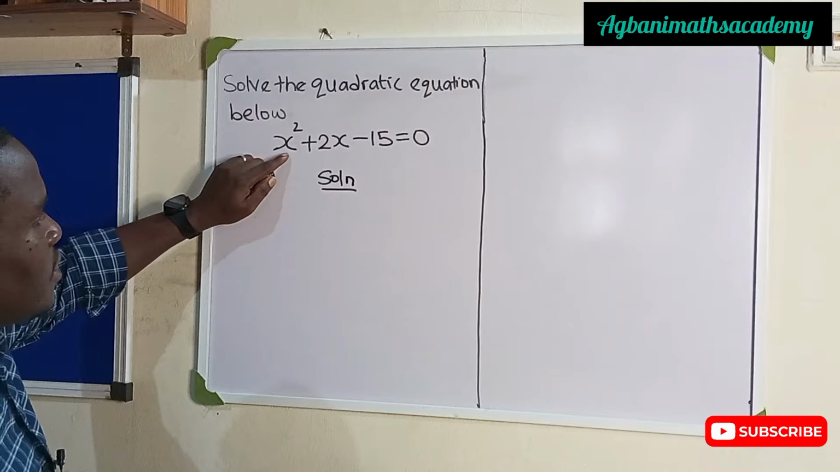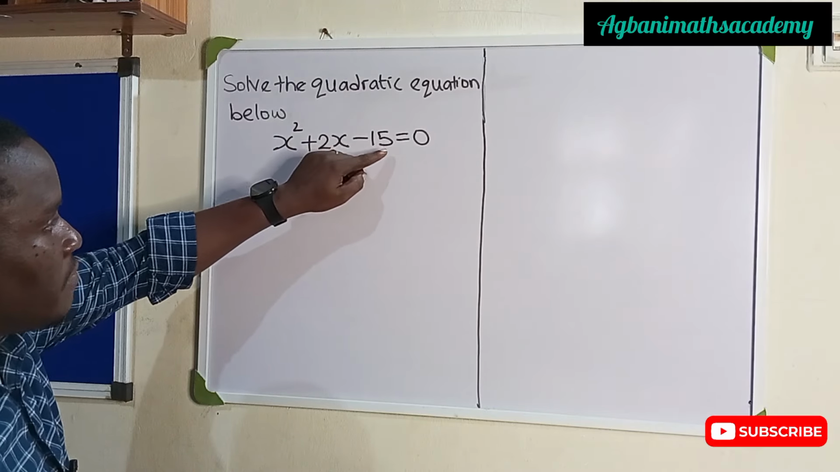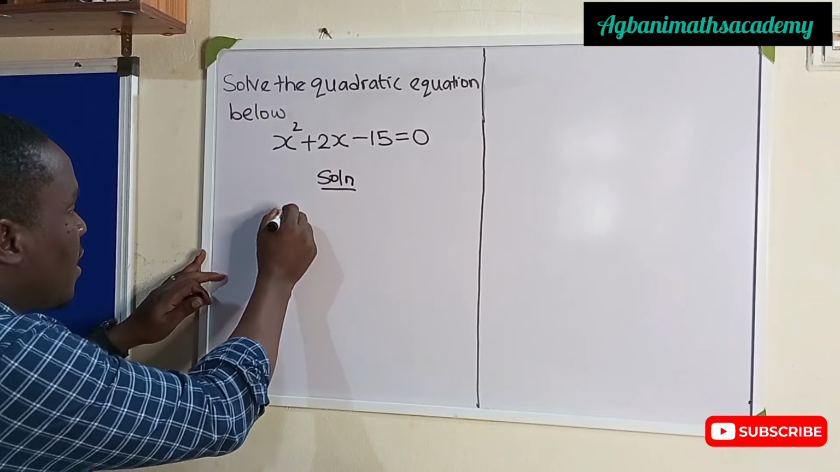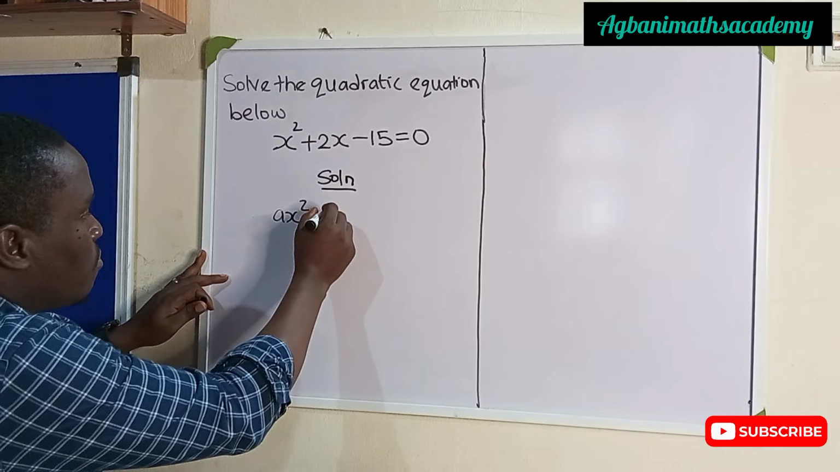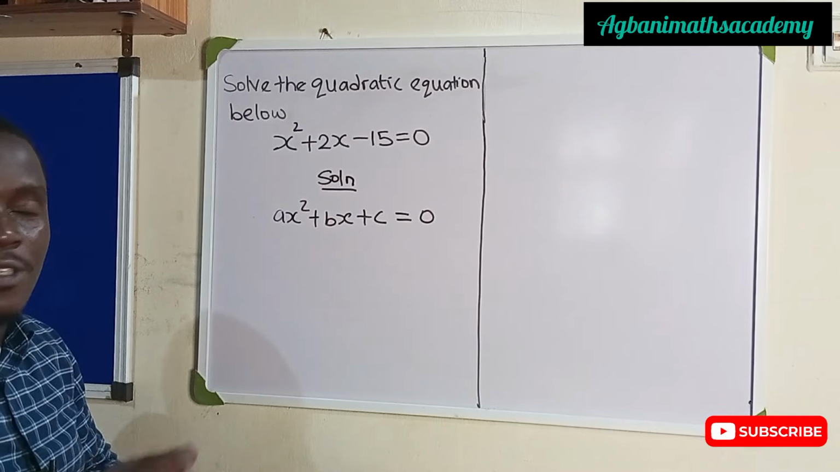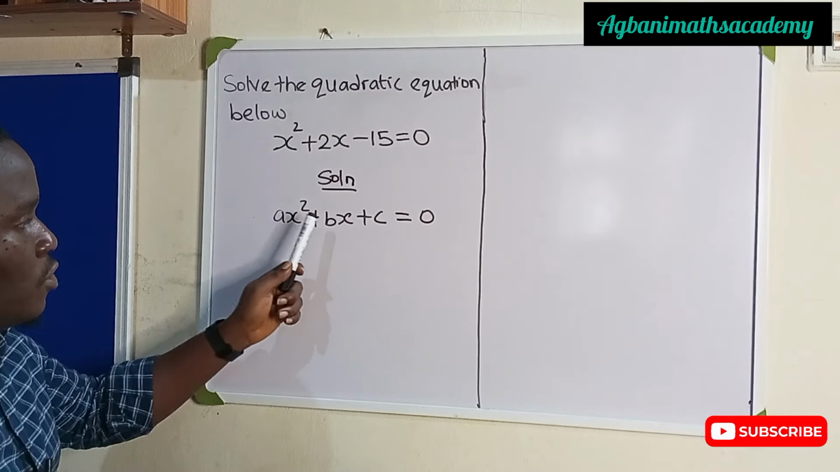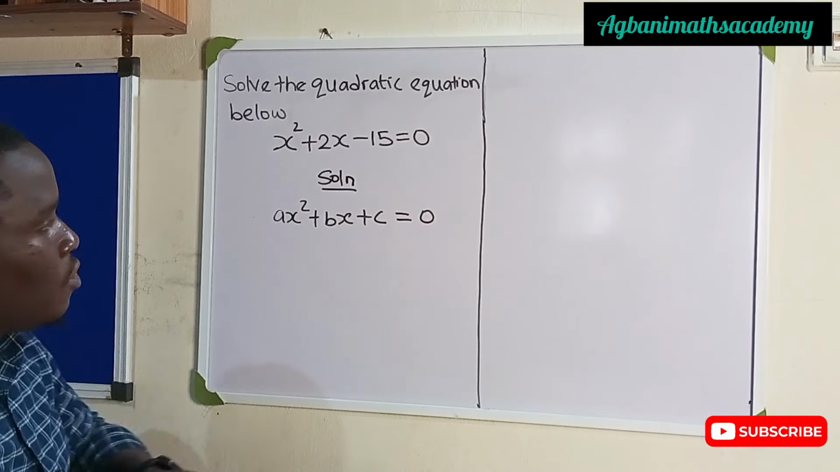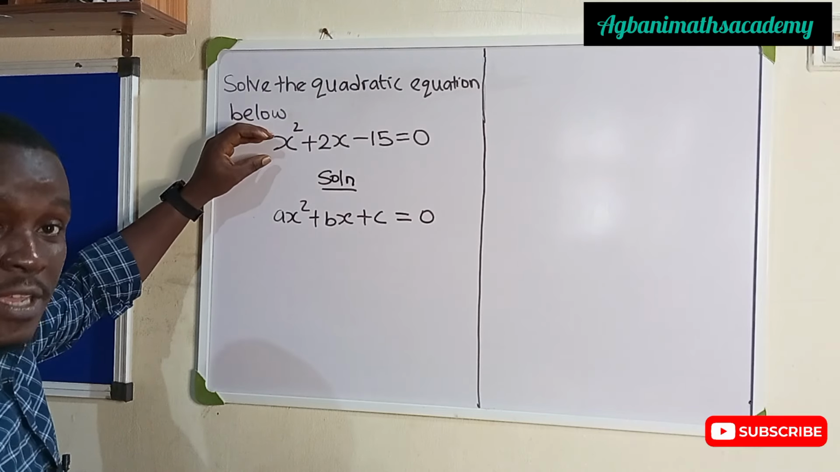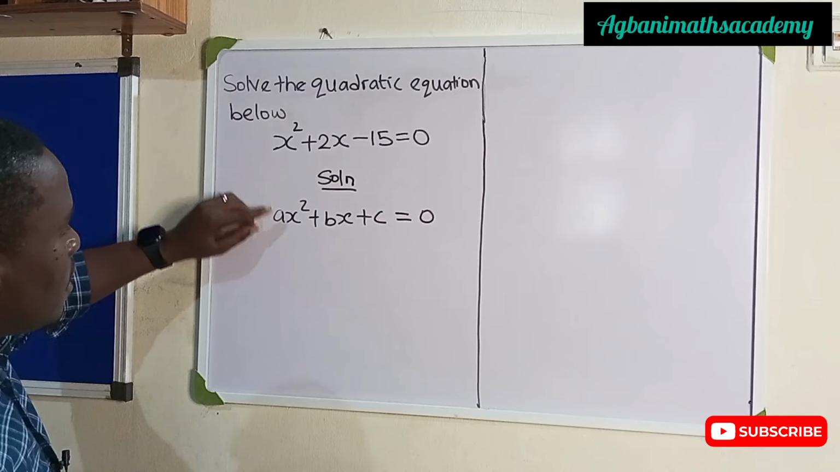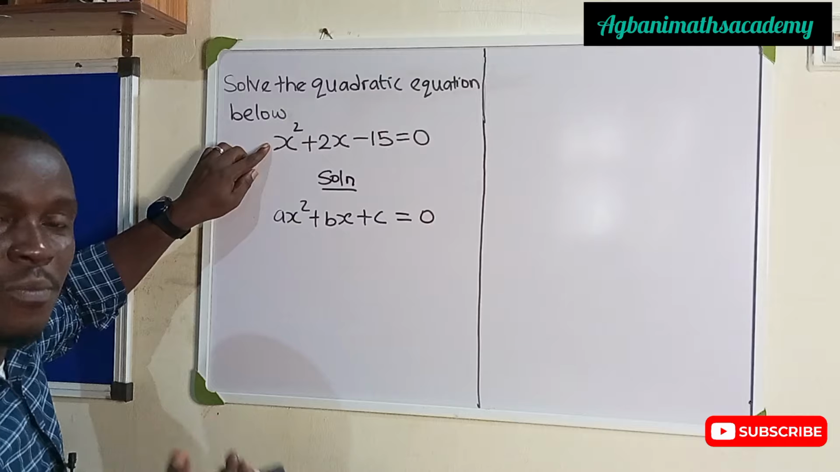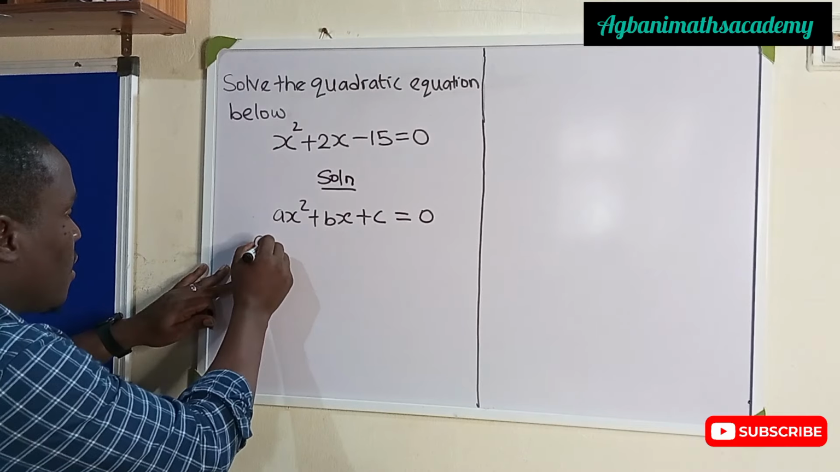Okay, so let's look at this equation. x squared plus 2x minus 15 is equal to 0. All quadratic equations are written in the form ax squared plus bx plus c is equal to 0. So let's compare this standard form of a quadratic equation and the question that we are given here. Let's look at the value of a in this equation. When you don't have any number there, we know that the number is 1. This means that a is equal to 1.